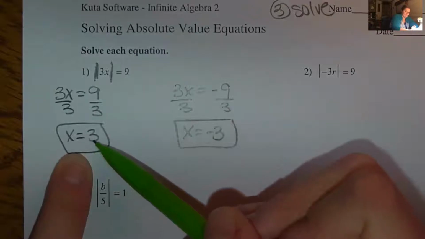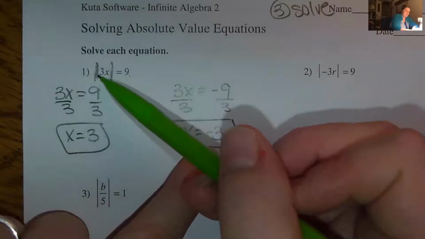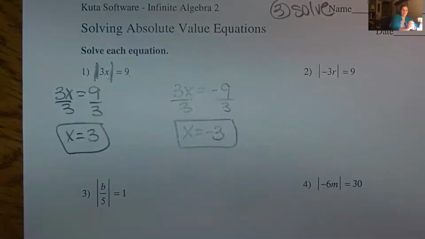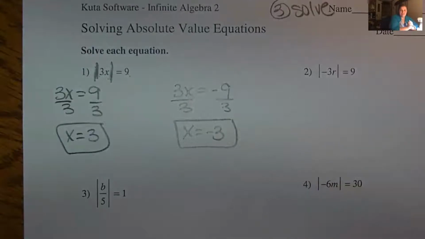And if you plug it in, it makes sense. 3 times 3 is 9. Absolute value of 9 is 9. If I put -3, 3 times -3 is -9. Absolute value of that, distance from 0, is 9. So you have two answers. Now, a lot of people say, I'll just solve one and put a negative on the other. That doesn't always work, okay? So you have to do it the way I say it. Get the absolute value bars by themselves, then set up your two problems, then solve.